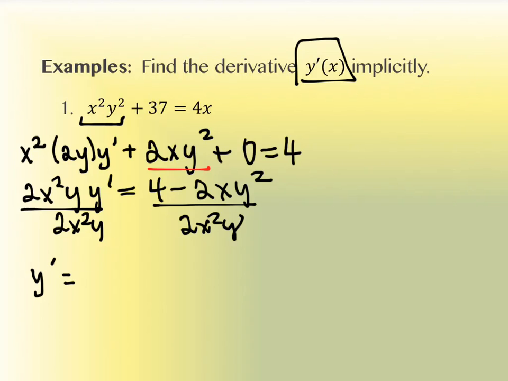So this is actually y prime equals. Now, if we can simplify, we do need to simplify. We can simplify a tiny bit here. What do you see that can be simplified? Everything's got a 2 in it, doesn't it? So I'm going to divide each term by 2. So I'm going to get 2 minus xy squared, over x squared y.